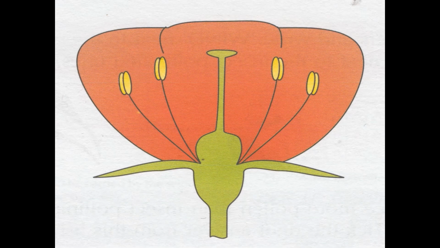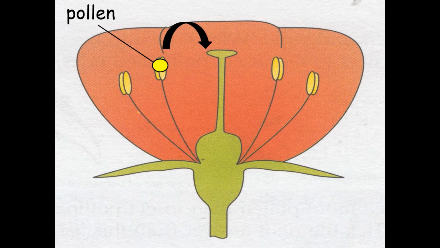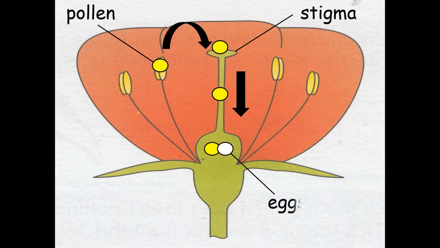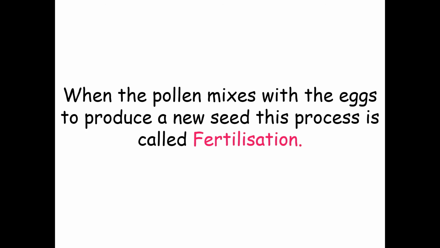Here we have a cross-section of that same flower, and you can see the pollen is on the anther. It gets transported over to the stigma of the same flower or a different flower, and then the pollen travels down the style into the ovary, where it mixes with the eggs, and then a seed is formed. So, pollen, which we know is from the male part of the plant, when it mixes with the egg, which we know is from the female part of the plant, a seed is produced. This process is called fertilization.